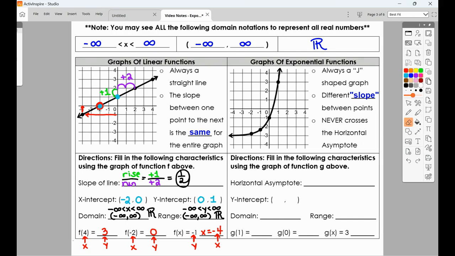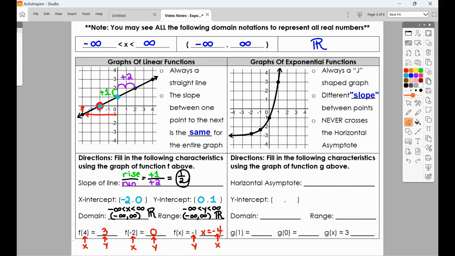Let's go ahead and talk about graphs of exponential functions. They're a little bit different. Their shape is more of a J-shaped graph, and they'll have different quote-unquote slopes between points. We don't really have slope of exponential functions. That's why I put it in quotations. But I think it helps to relate the two. But as you see, if I count rise over run between this point to this point and this to this, it is a much different slope. So not a constant slope there.